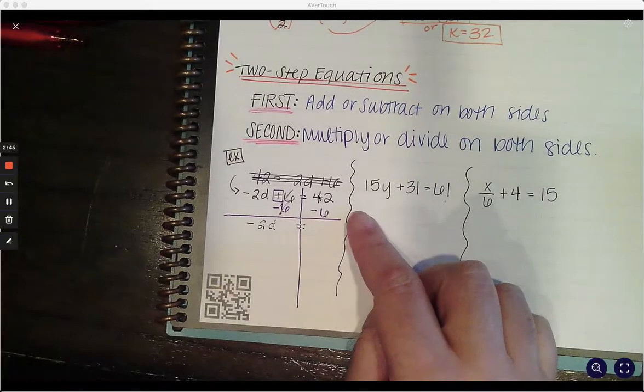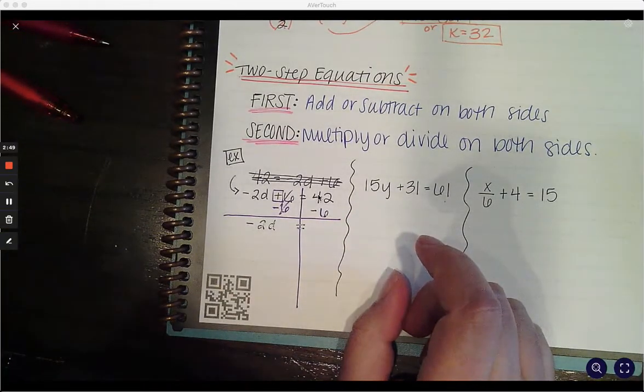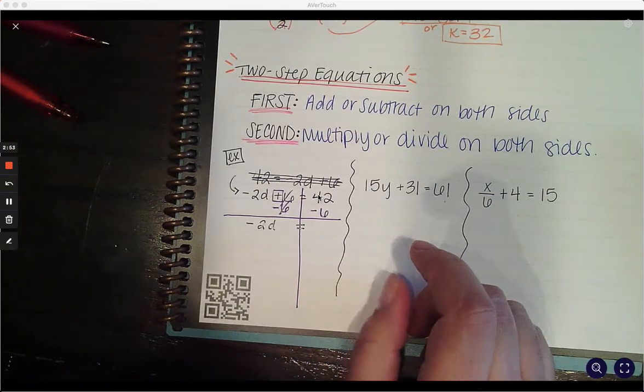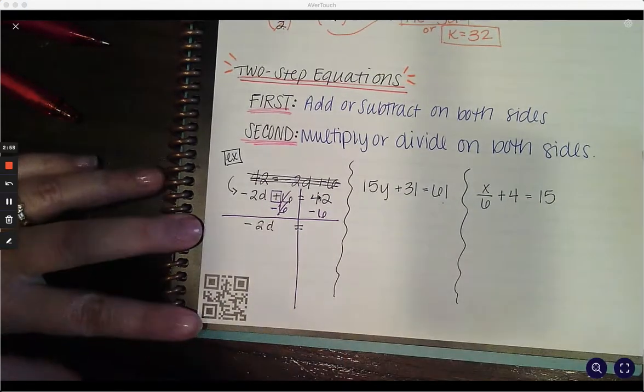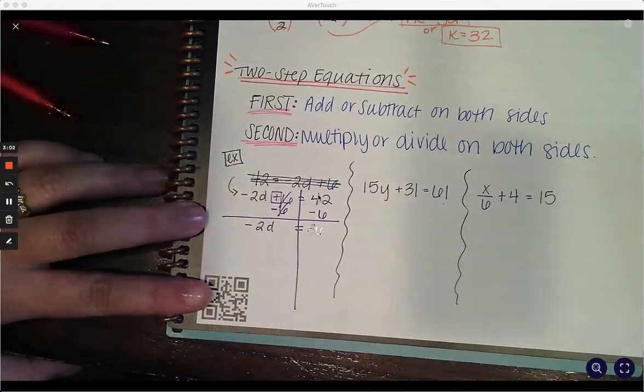Okay? So 42, I can't do math. Thanksgiving break has literally stopped me from doing all math, so I need to pull up a calculator because I can't think.